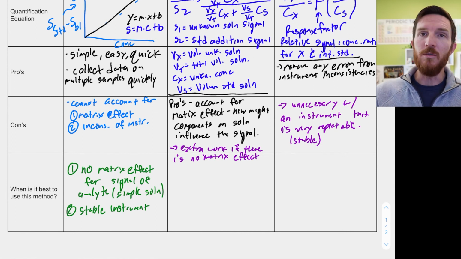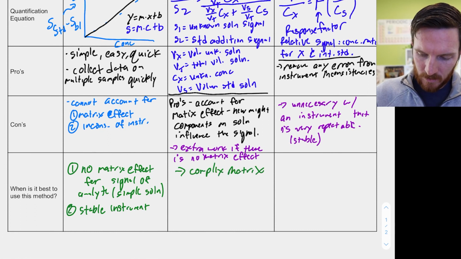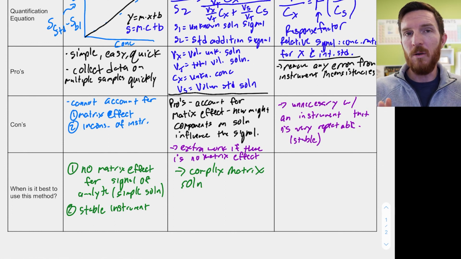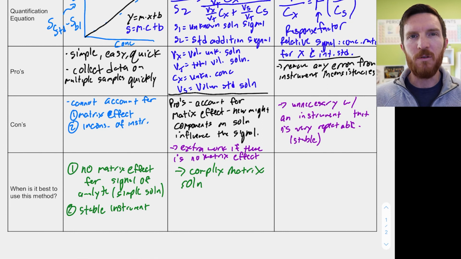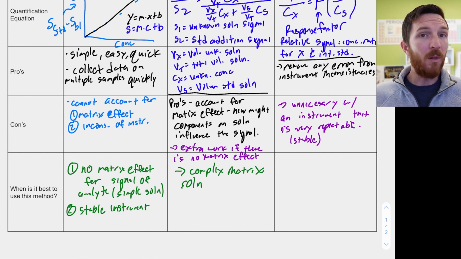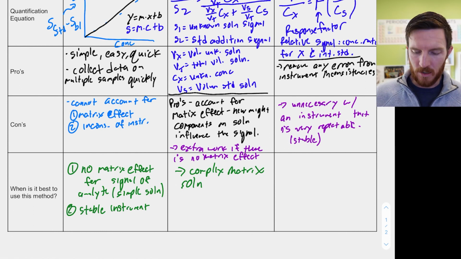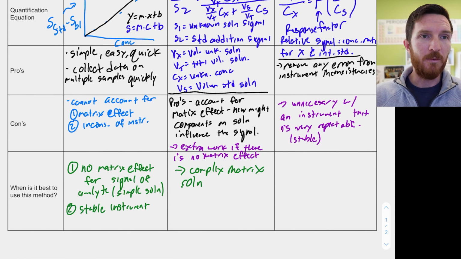So let me think about these other ones. When would we want to use standard addition? When there is a complex matrix solution. So we can't replicate it, like seawater. Seawater is really hard to replicate because if I collect it maybe by an inlet or not by an inlet, it's very, very difficult to replicate something like that. Or blood. Blood is a very complex matrix. You can't necessarily replicate that. These things that are very complex, we would want to use standard addition because this is going to account for our matrix effect that we might see.